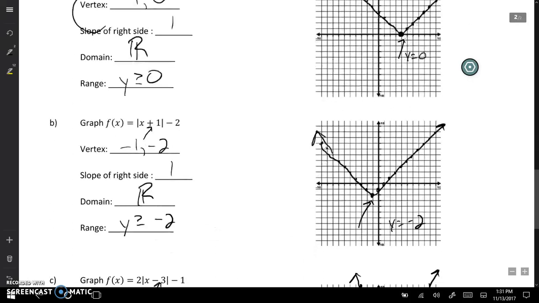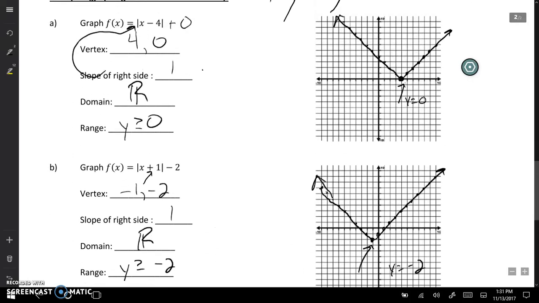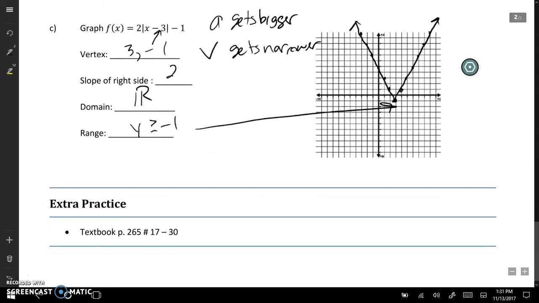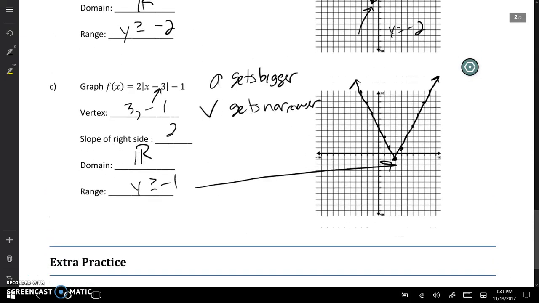What you should notice is on both A and B, the slope was 1. Now the slope is 2, and it gets skinnier. As the a gets bigger, the V gets narrower. Now, thing to think about: what would happen if your a was negative?